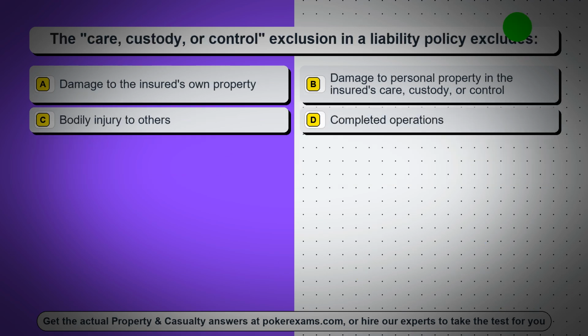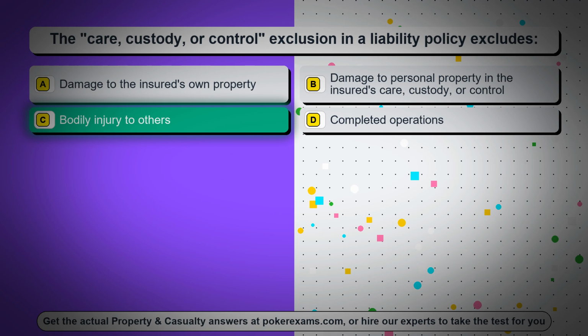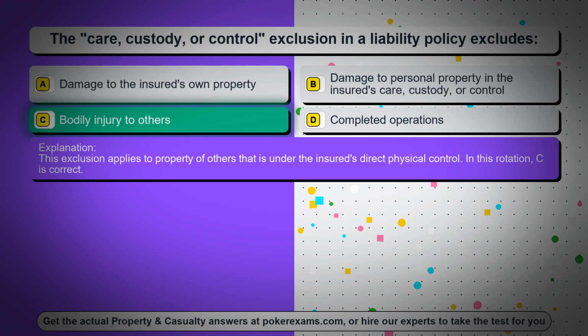Question 12. The care, custody, or control exclusion in a liability policy excludes. Option A. Damage to the insured's own property. Option B. Damage to personal property in the insured's care, custody, or control. Option C. Bodily injury to others. Option D. Completed operations. The correct answer is option C. Bodily injury to others. This exclusion applies to property of others that is under the insured's direct physical control. In this rotation, C is correct.